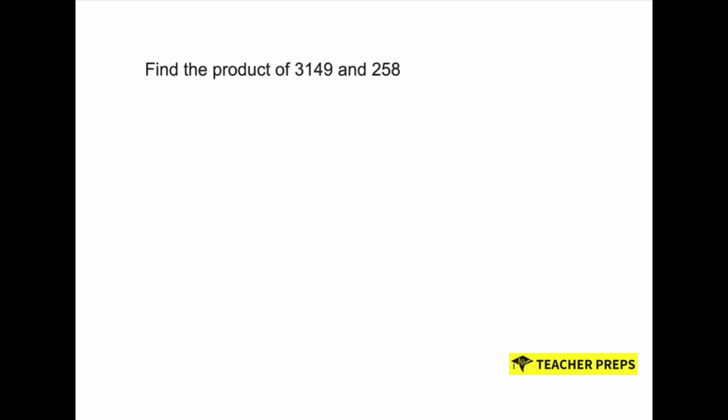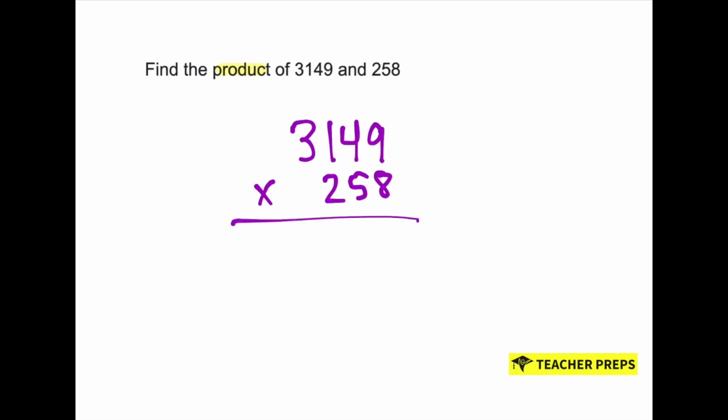When you're ready, hit play and we'll see how you did. Now this says to find the product of 3,149 and 258. Product means to multiply, so we're going to multiply the two numbers. Notice that I put the one with the most digits on the top.